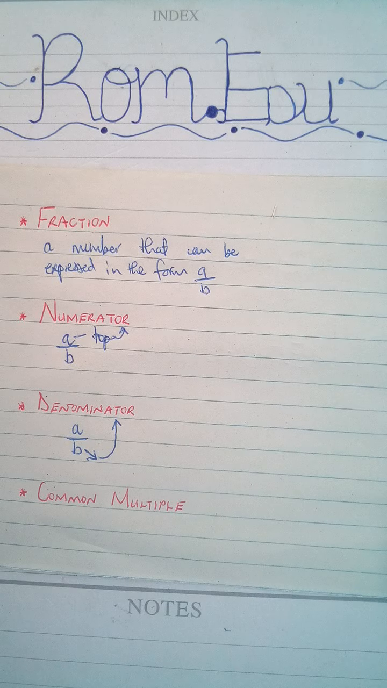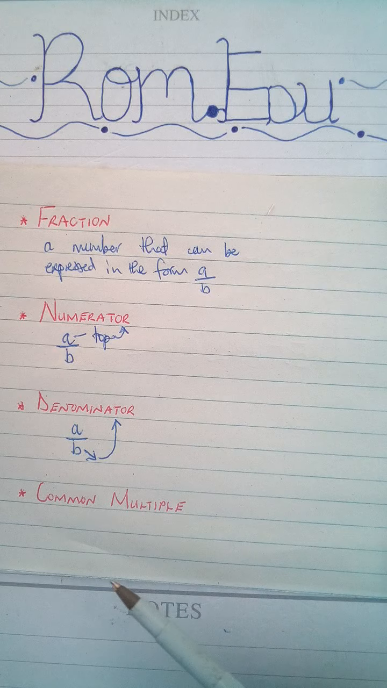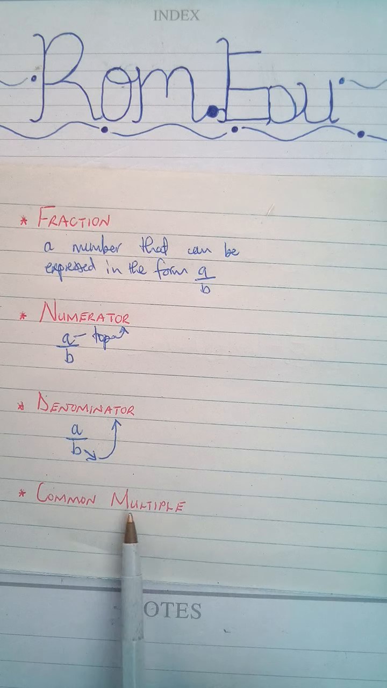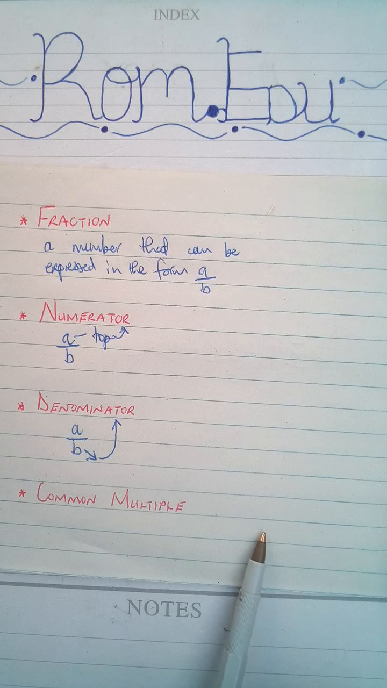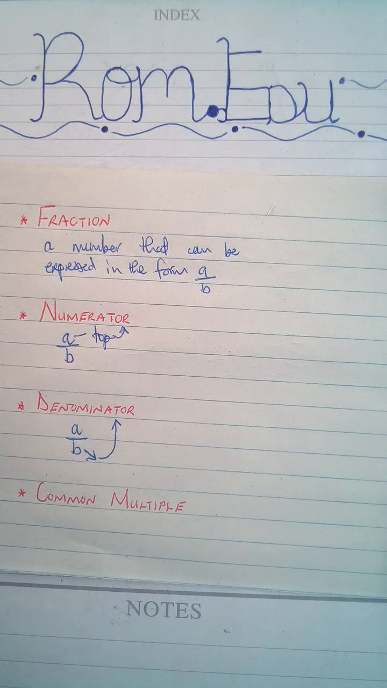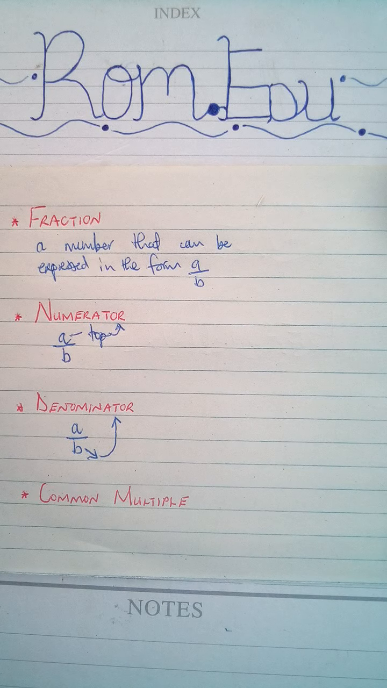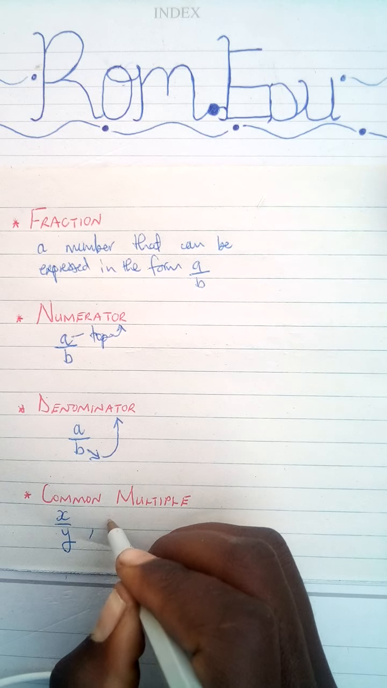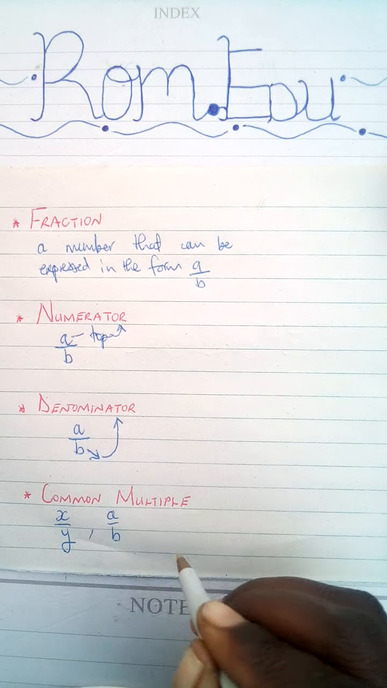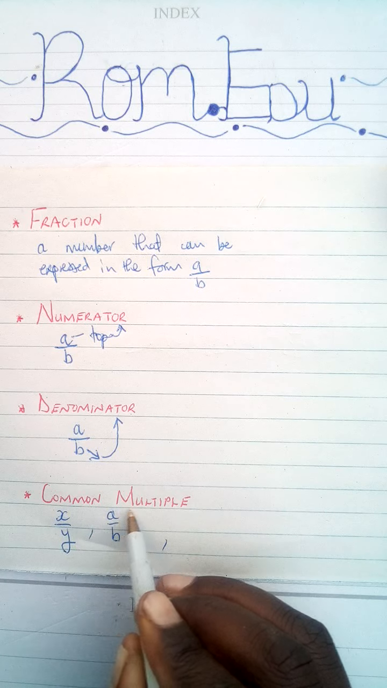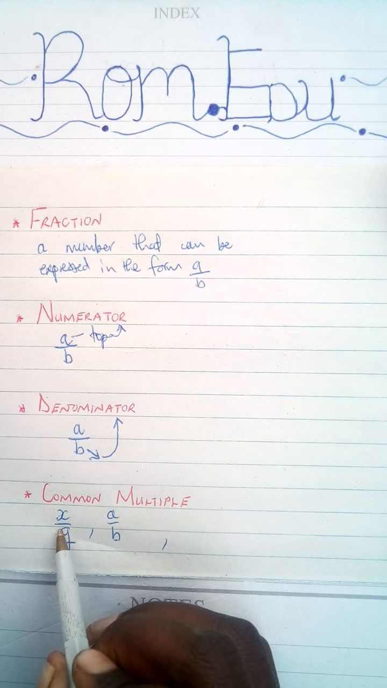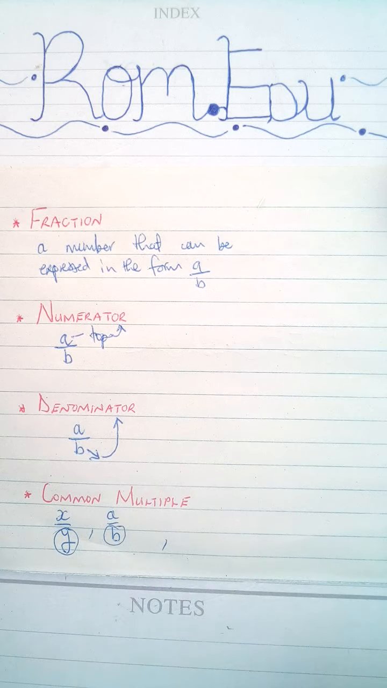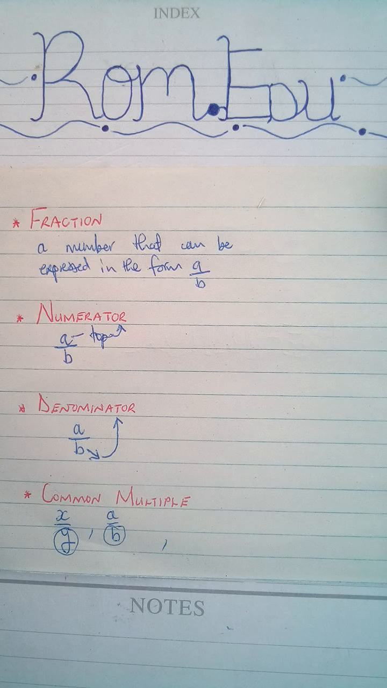Now the other term that we are going to look at is what is known as a common multiple. A common multiple is any number that is completely divisible by the denominators. Remember, let's say we have our fractions x over y, a over b. When you're looking at common multiples, you're looking at numbers that are divisible by these denominators. So that is what they refer to as a common multiple.